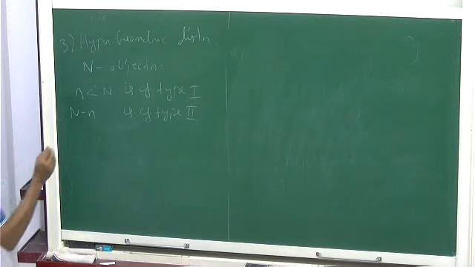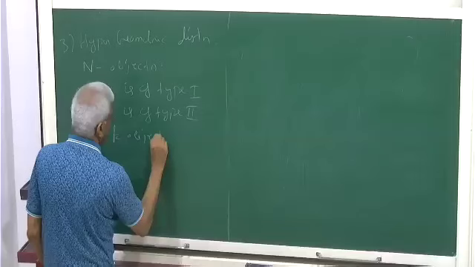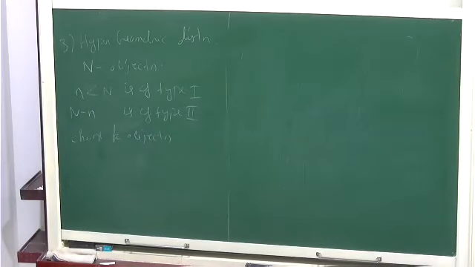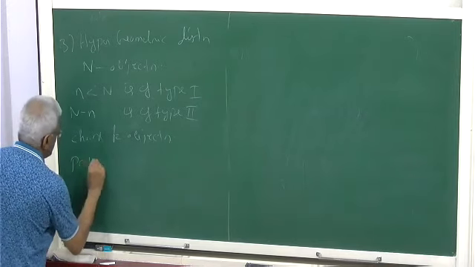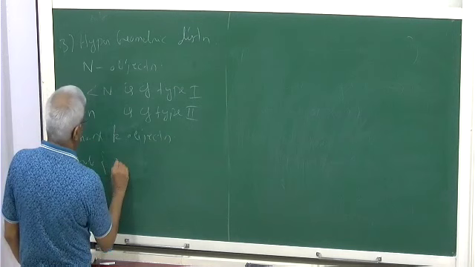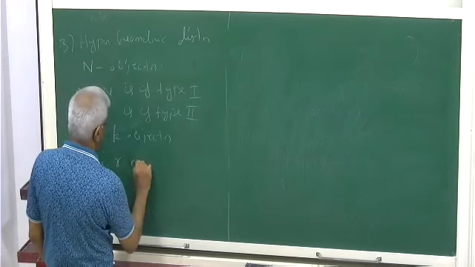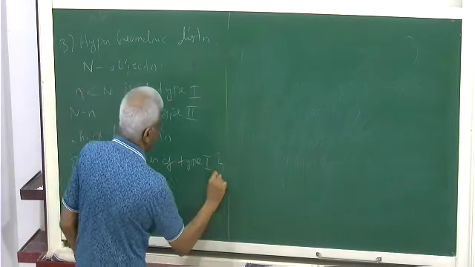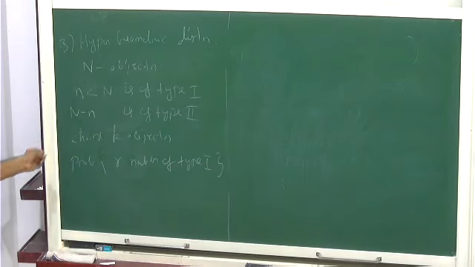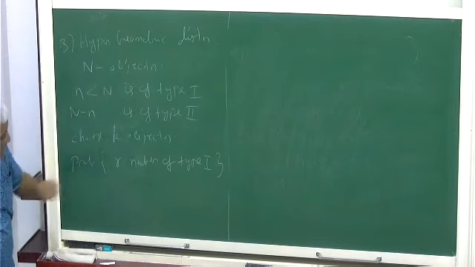Then you choose k objects from this N. They are all identical objects. So the probability of getting r number of type 1 objects. You choose k objects from the N. This N is the total number of objects. From that you choose k objects.